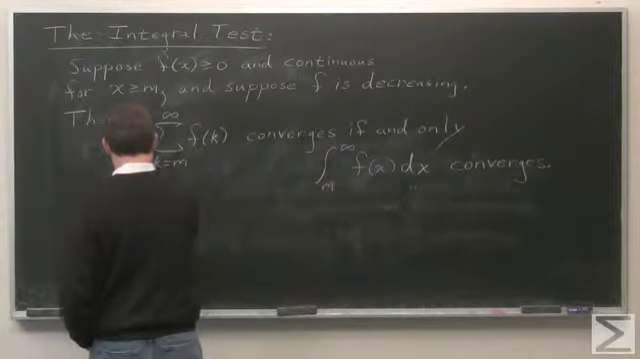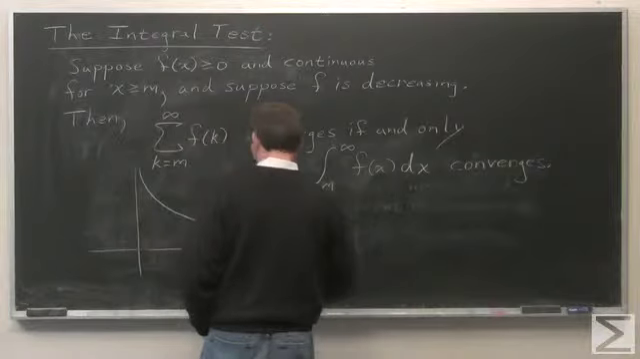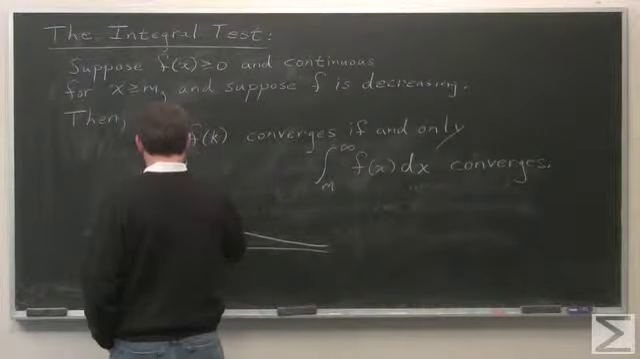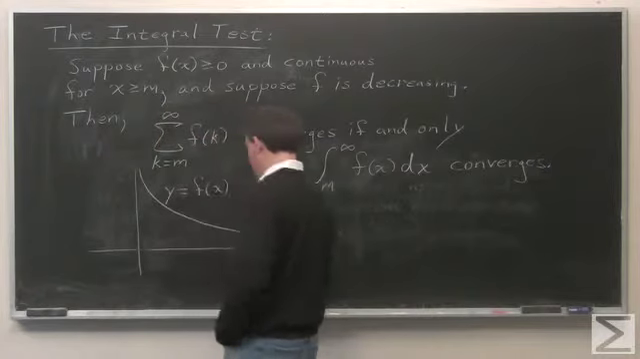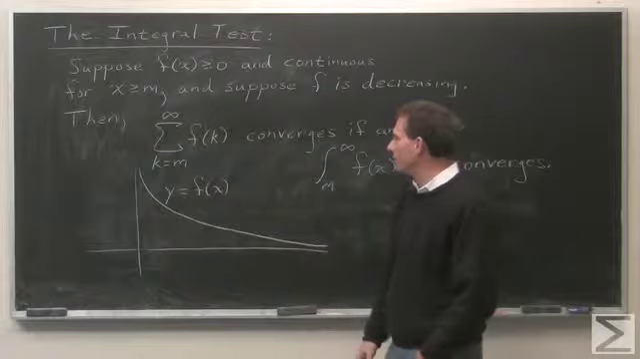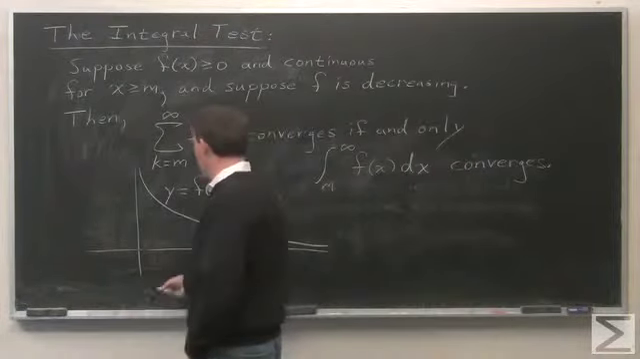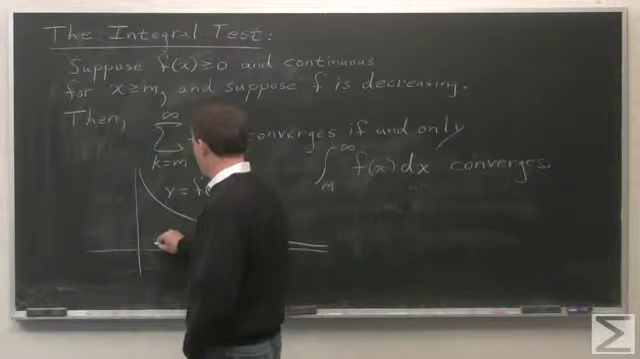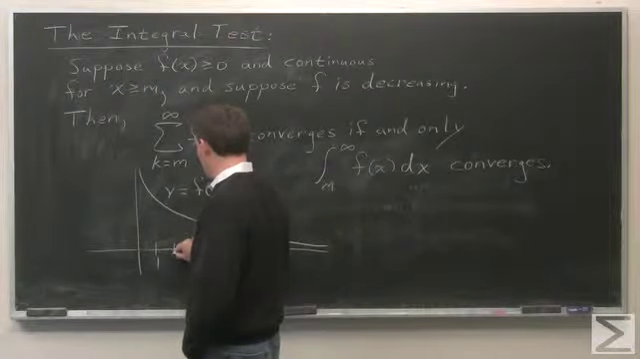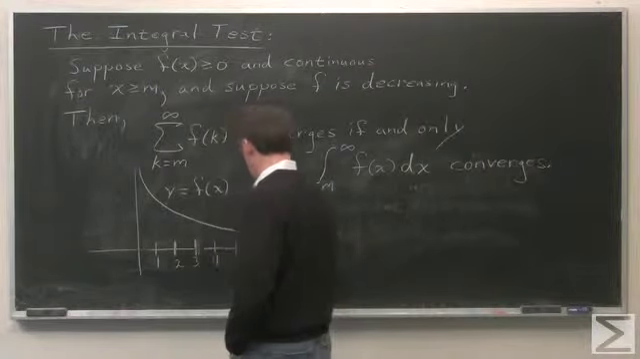What you do is you compare, I'm just drawing a graph. Suppose the graph of f of x looks like this. So greater than or equal to 0, decreasing. Then what happens? Well, suppose you want to compare this with the sequence. So put 1 here. I'll start at 1, 2, 3, 4, and so on.